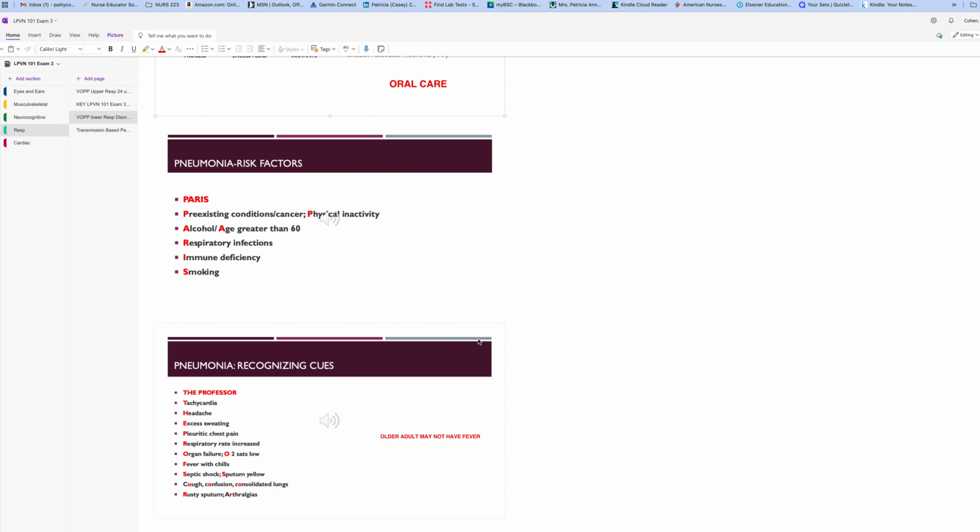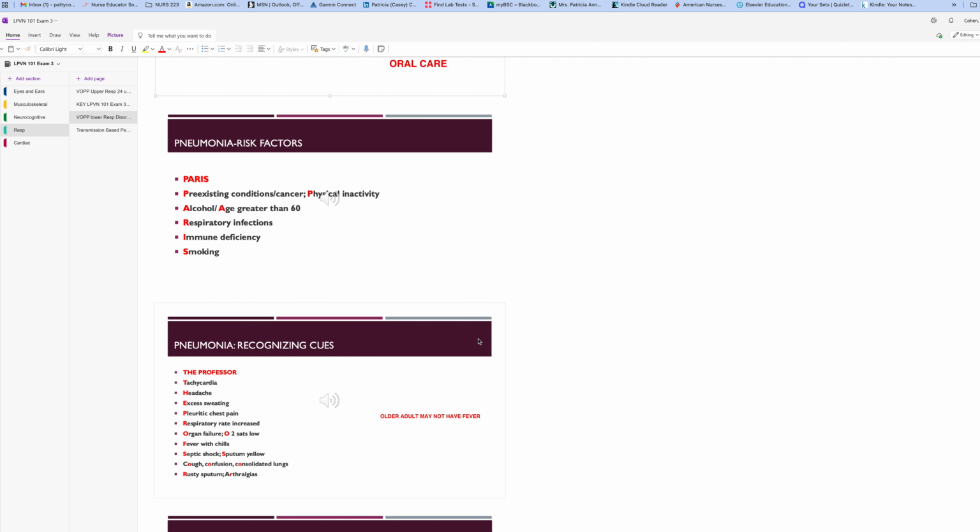Recognizing cues. So again, tachycardia, one of the first signs because it's stressful. A headache, excessive sweating, so diaphoresis. Pleuritic chest pain. Okay, pleuritic chest pain. That term can happen in a lot of different pulmonary conditions. Okay, so when I hear pleuritic chest pain, that can also occur with a pulmonary embolism. Okay, that means pain when breathing, usually pain when they breathe in. Respiratory rate is going to be increased because they're under stress.